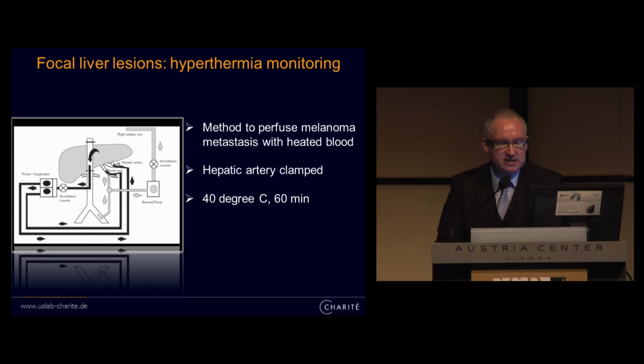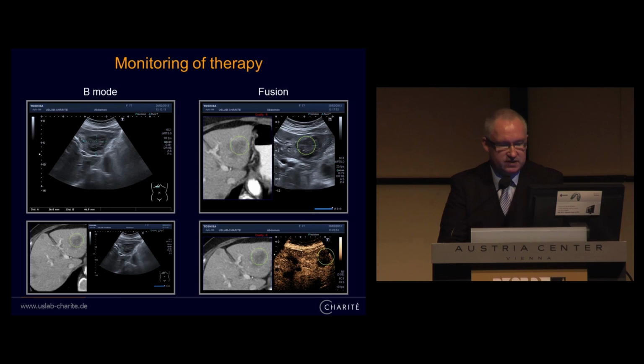This is a very special setting where we used so-called hyperthermia monitoring, and this is a method to perfuse melanoma metastasis with heated blood. In this example, the hepatic artery is clamped to keep the metastasis anoxic during the procedure. We used 40 degrees Celsius over 60 minutes for this therapy. And of course, this is the final end of a therapy strategy in such a patient situation.